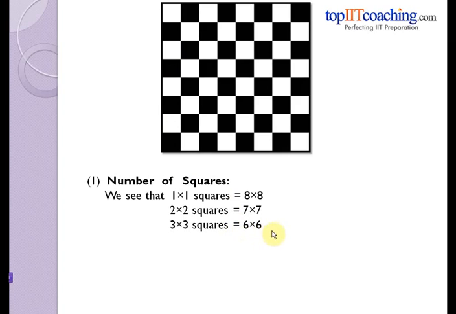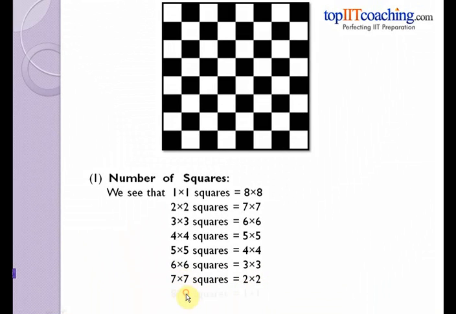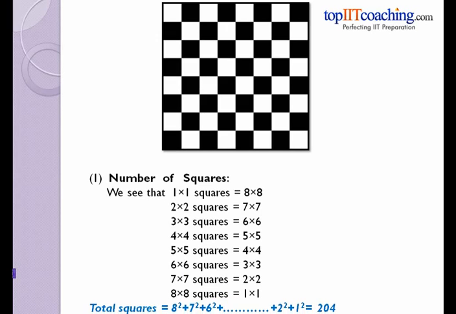Similarly for a 4 cross 4 square we have 5 cross 5 options, and for 5 cross 5 we have 4 cross 4, for 6 cross 6 squares we have 3 cross 3 squares, and for 7 cross 7 squares we have 2 cross 2 options. And for an 8 cross 8 square we have 1 cross 1 option. Thus we see that the total number of squares is equal to 8 square plus 7 square plus 6 square up to 2 square plus 1 square, and that is equal to 204.